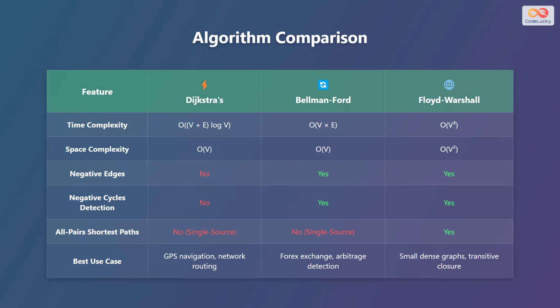The choice of algorithm depends on the specific requirements of the problem. Dijkstra's is best for single-source shortest paths in graphs with non-negative edges. Bellman-Ford is suitable when negative edges are present or negative cycles need to be detected. Floyd-Warshall is ideal for finding all pairs' shortest paths in dense graphs.